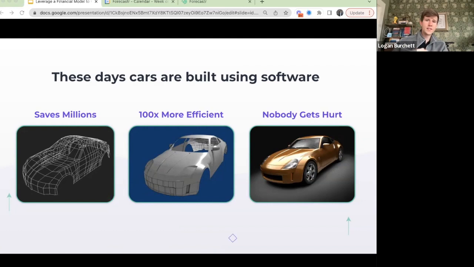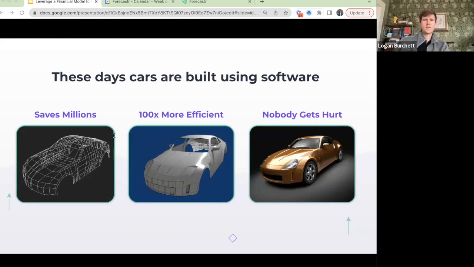And then once you've gotten it to where it's been tested, that's when you can go out and build it with steel and rubber. And that's when you can physically test it on a track. And that drastically cuts down the issue rate, right? So this is common practice now for good reason. It saves a ton of time, saves a ton of money, and it's safer, right?